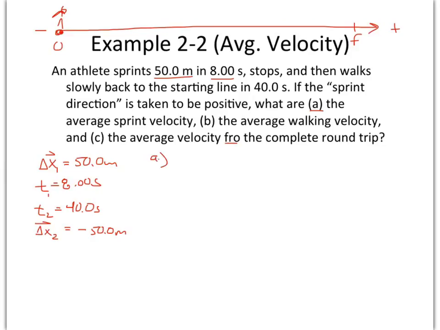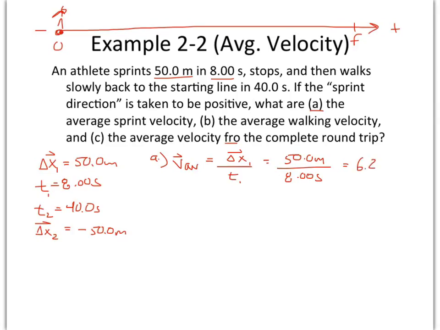A, right here, the average sprint velocity. Well, average sprint velocity is the displacement. I'm going to put a vector sign over the average velocity right there. The displacement 1, because displacement 1 is where he's sprinting, over the change in time, over time 1. So that's going to be 50.0 meters in how many seconds? That's 8.00 seconds. So what's 50 divided by 8? I'm going to guess that's 6 something. 50 divided by 8 is 6.25.